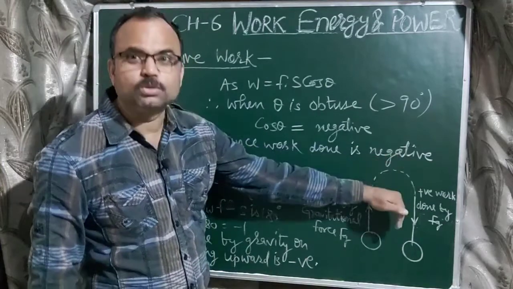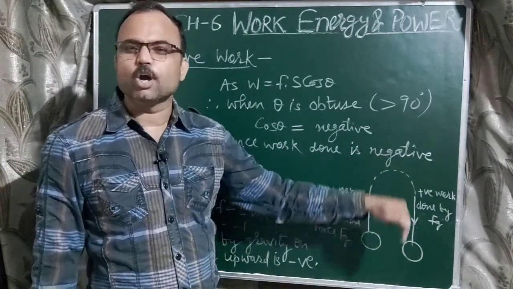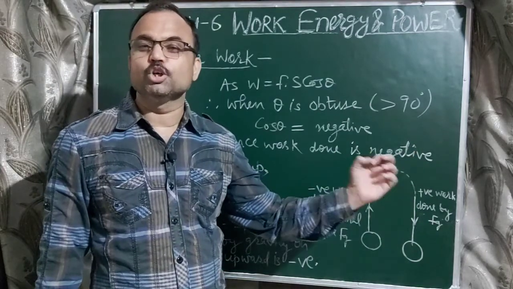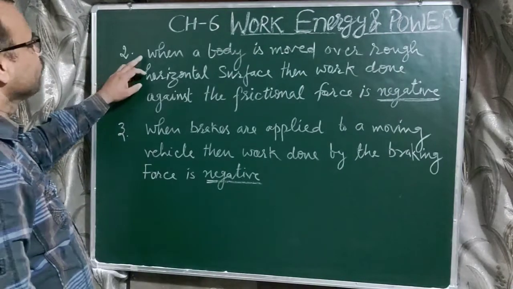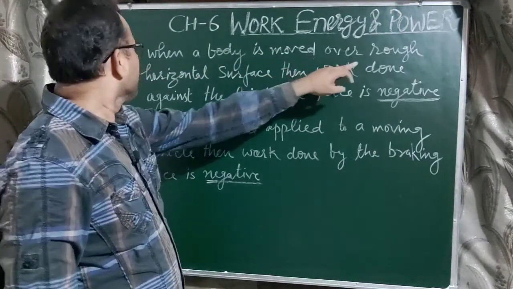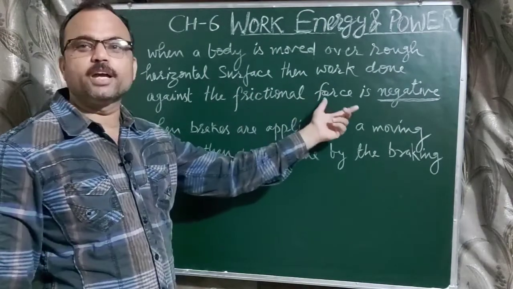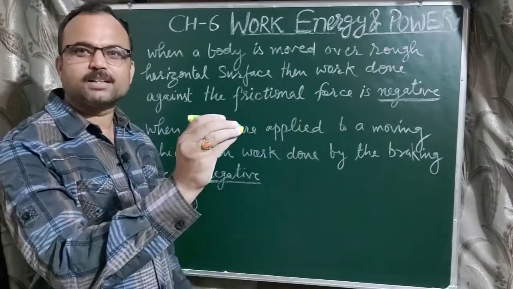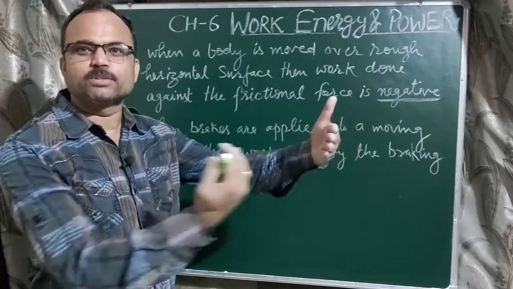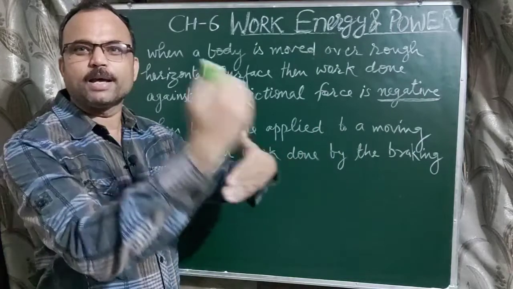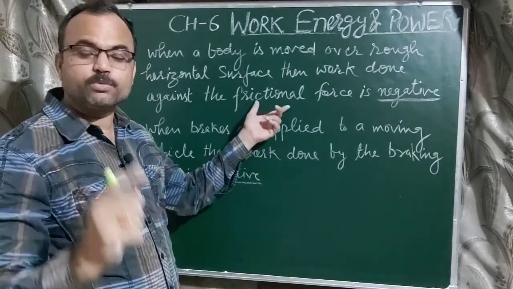When it moves down, the gravitational force is downward and the displacement is also downward, so the angle between them is 0, and work done will be positive. Next example of negative work done. When a body is moved over a rough horizontal surface, the work done against frictional force is negative because the frictional force acts opposite to the displacement. When the body moves forward, the frictional force acts in the opposite direction. So the angle between force and displacement is 180, and the value of cos 180 is -1, and work done will be negative.